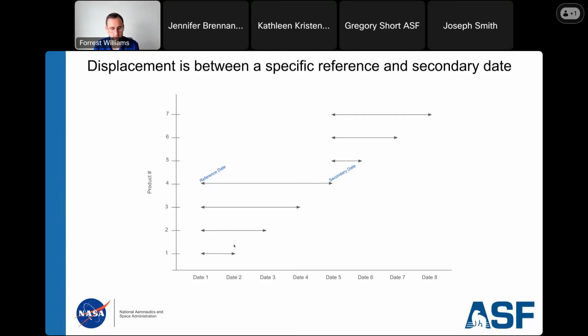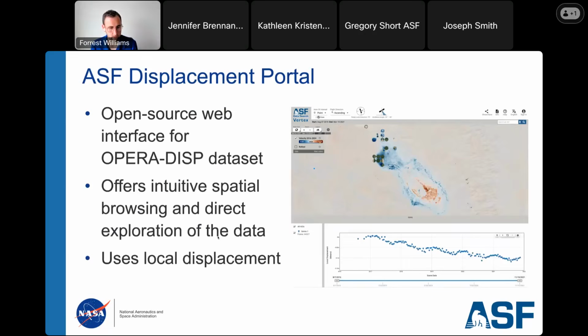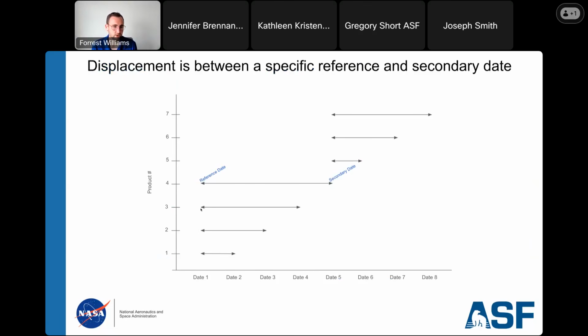And you'll notice that the displacement between date 1 and date 2 is in some way also recorded in product number 2, because it's also spanning that date 1 to date 2 timeframe plus a little bit more. And then, this goes on with product number 3. It's now measuring displacement between date 1 and date 4. And then with product number 4, it'll go from date 1 to date 5.